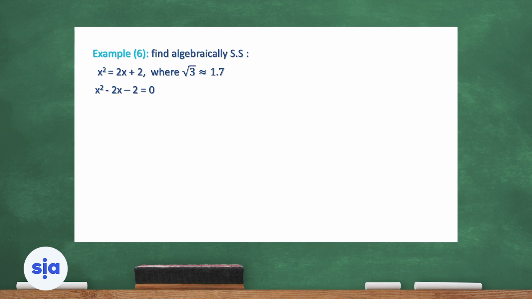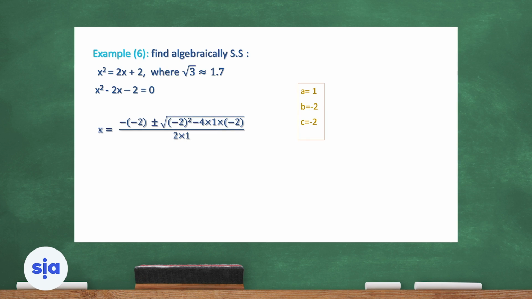In example 6, the equation is x squared equals 2x plus 2. Yes, I want to make it in the format of ax squared plus bx plus c equals 0, so I need to move the 2x and the plus 2 to the other side. Yes, when we move them for sure, we need to change the sign. So, after moving it to write it in the right format, it will be x squared minus 2x minus 2 equals 0. Then a equals 1, and b equals negative 2, and c equals negative 2 as well.